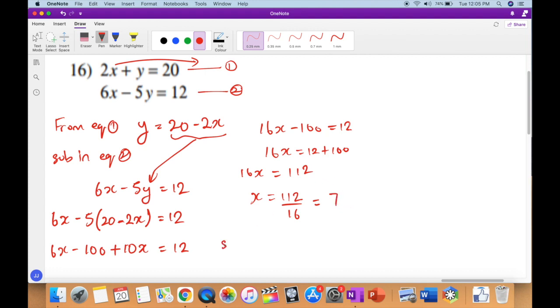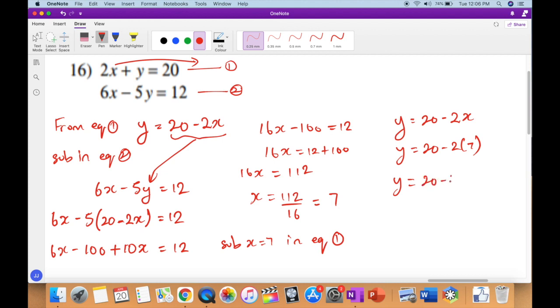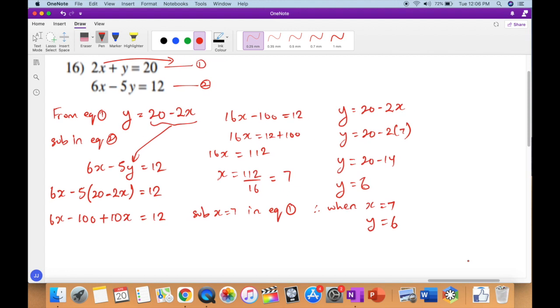So now we could sub x equals 7 in equation 1. Right? Y is equal to 20 minus 2x. Y is equal to 20 minus 2 into 7. Y is equal to 20 minus 14. So y is equal to 6. So therefore, when x equals 7, y equals 6. And that's it for the simultaneous equations homework.